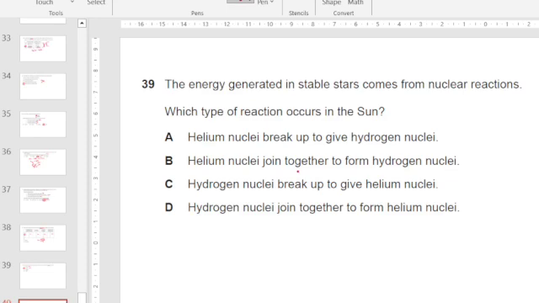And for the 39th question, the energy generated in stable stars. So we know that in the nuclear reaction inside our sun, hydrogen is converted into helium nuclei. That is, two hydrogen nuclei combine together to form He-4 helium nuclei. Option D is the correct option.